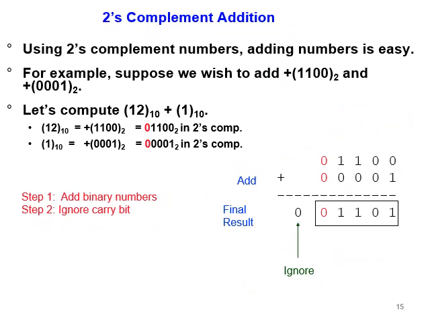Now, what about using 2's complement addition? Suppose we want to add two numbers, but we use 2's complement addition. Now, this is the first number. It's written 0011 in binary, with a positive sign, and the same thing for the other number, which is 1000 with a positive sign.